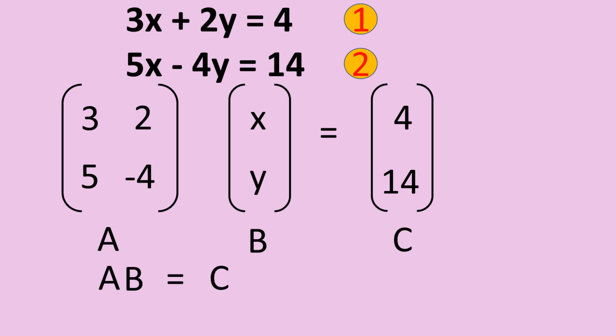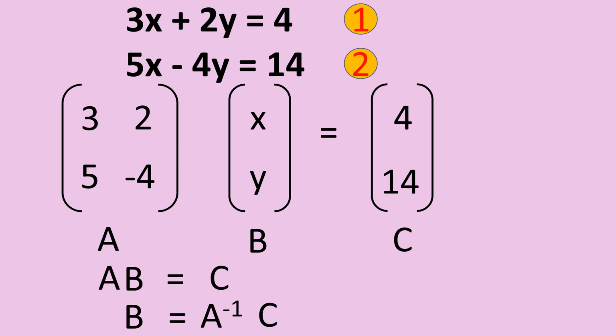So we have, and dividing through by A means that A is now A inverse on the right hand side. So B will be equal to A inverse, that is A raised to the power minus 1 times C.